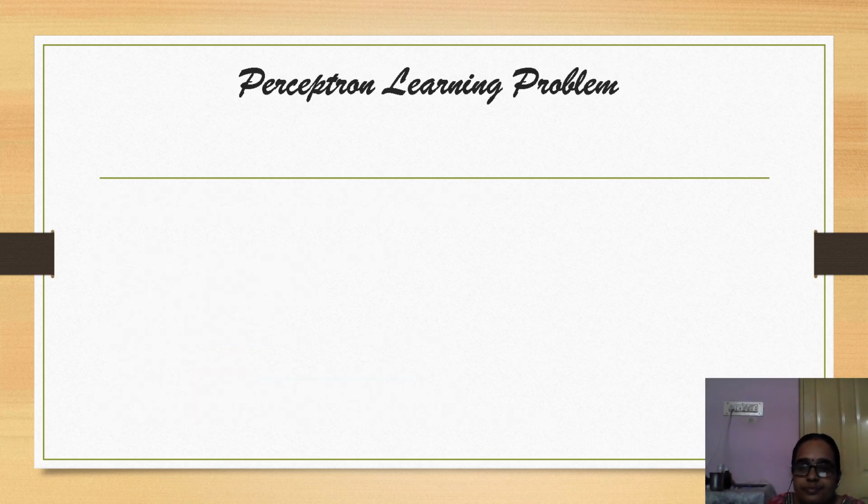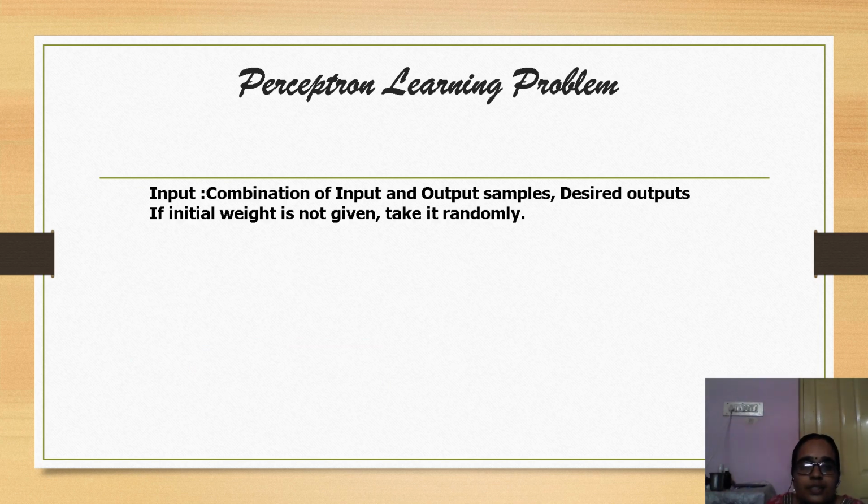The perceptron learning problem. So what is the input given? The combination of input and output is given. So input and the desired output is given. And if the initial weight is given, we can take it as it is. If not given, we should take it randomly. In this case one possible input is given: 1, 2, 3, 4. So 4 input values are given, and x2 is another set, again with 4 input values.